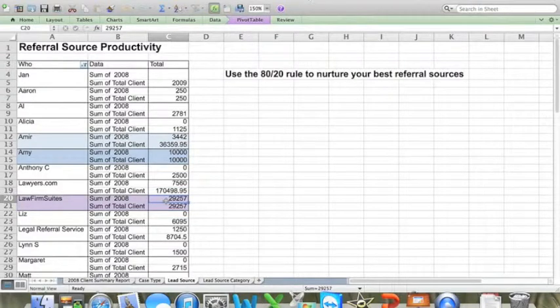In 2008, it was the first full year of doing business at law firm suites. And as it turns out, we practice what we preach, and over $29,000 in our firm's revenues came from the other lawyers at law firm suites. So it really does pay to share space with other attorneys.